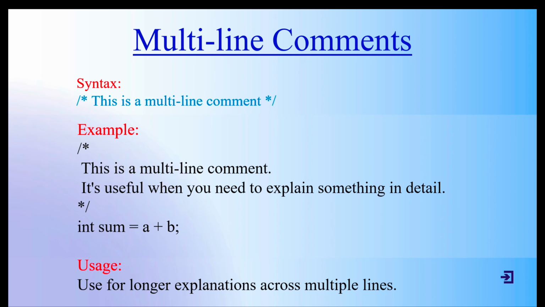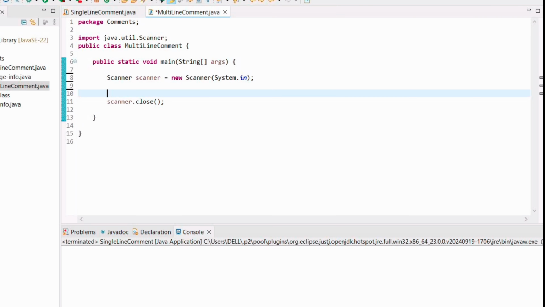Now let's try to understand multi-line comment. These comments are great when you actually want to explain something in a more detailed manner across multiple lines. To write a multi-line comment, we will be using forward slash, asterisk. The message or the explanation that we want to give will be present over here. After that, it ends with asterisk, again a forward slash. Now let's go back to our IDE and write code for a multi-line comment.